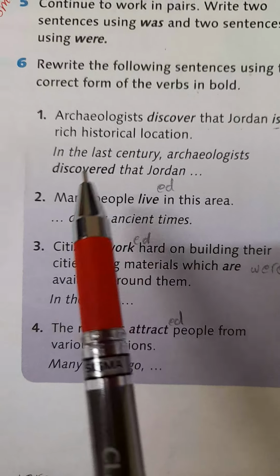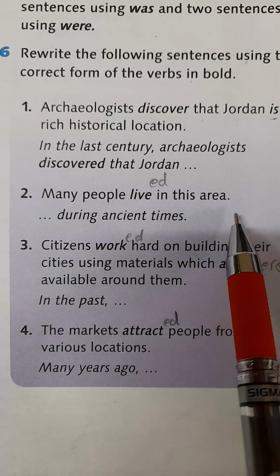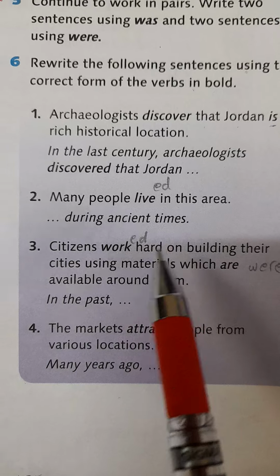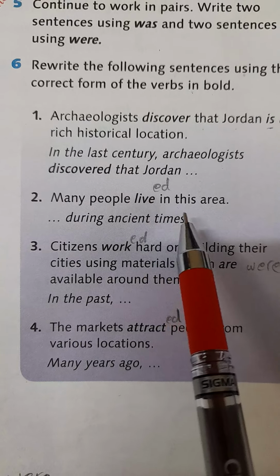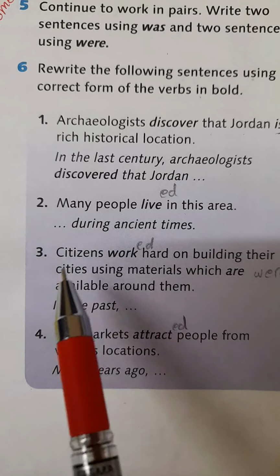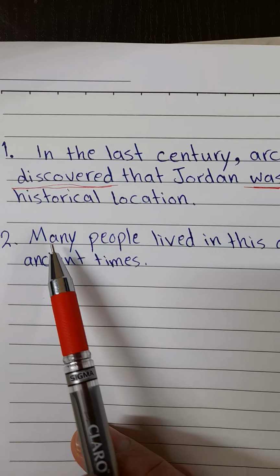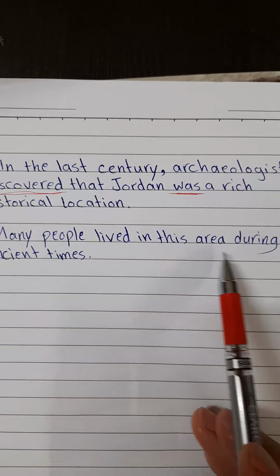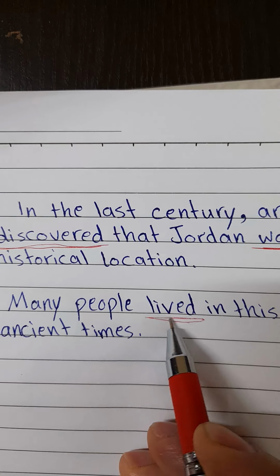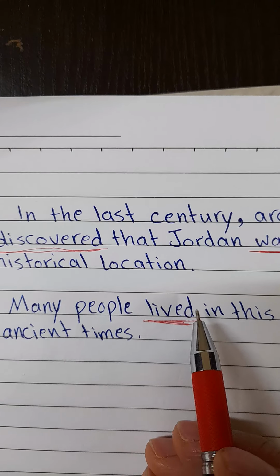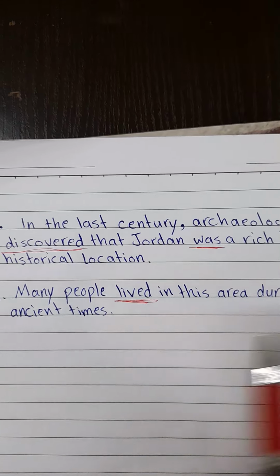Now the same we will make sentence 2, 3, and 4. Look at sentence 2. Many people live in this area during ancient times. So we will write: many people lived in this area during ancient times. Okay? We have lived here in the past simple. We add D to the verb live.